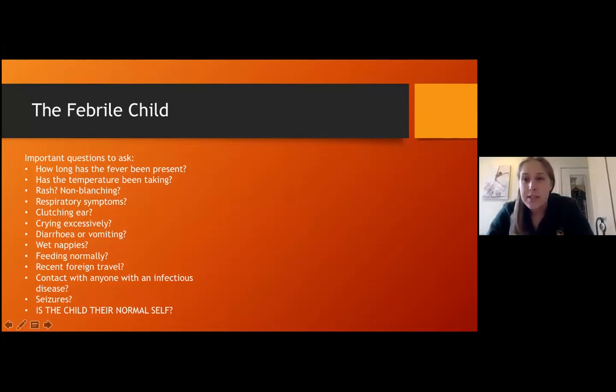And then specific symptoms of specific illnesses. So do they have a rash? Do they have respiratory symptoms? Do they have diarrhoea or vomiting? And then looking at why they might have picked up infections, so foreign travel, contact with anyone else with an infectious disease. And then the really, really important one: is the child their normal self? Mum and dad obviously know the child best, and if they think that they're not well, then you're going to take that as a worrying sign.